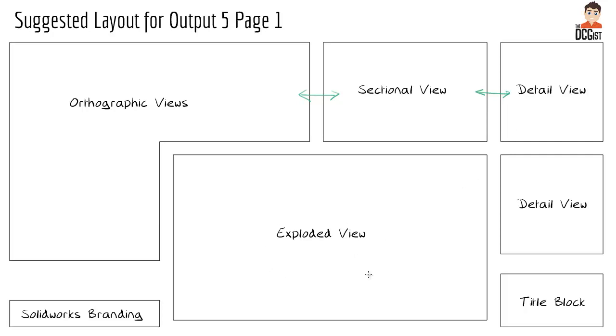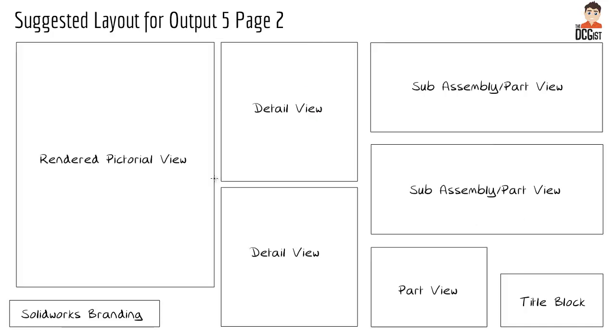Then down here, this big box, we have an exploded view. The exploded view is always going to be quite large because everything is very spread out. Okay, so you'll need a lot of room for that exploded view and a detail view from that. So I have a detail view coming from that of something that you want to show off from that exploded view.